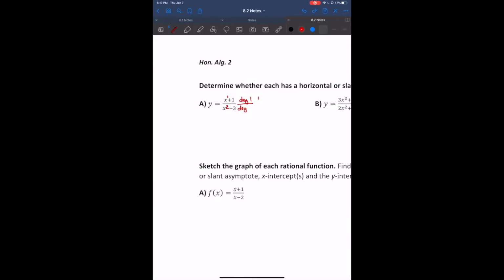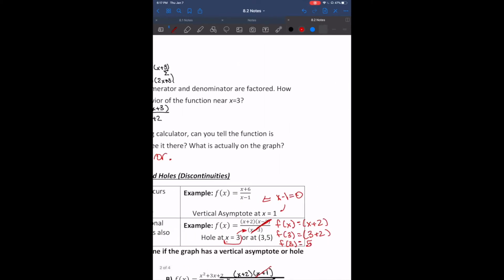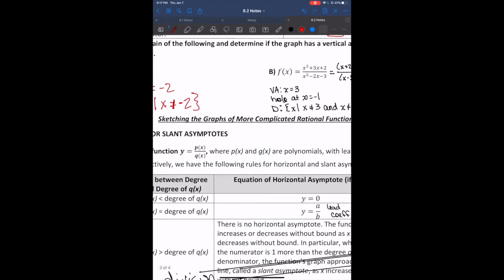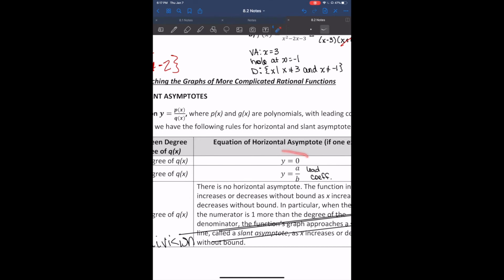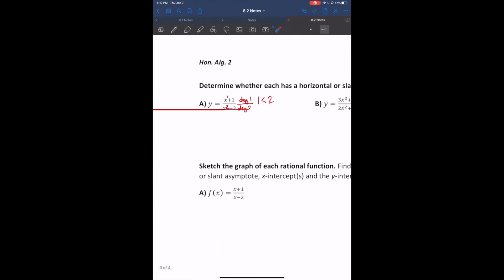Because the degree of the numerator is less than the degree of the denominator, we know we have a horizontal asymptote. We have a horizontal asymptote at y equals 0.